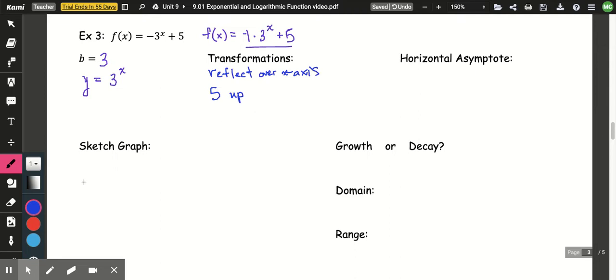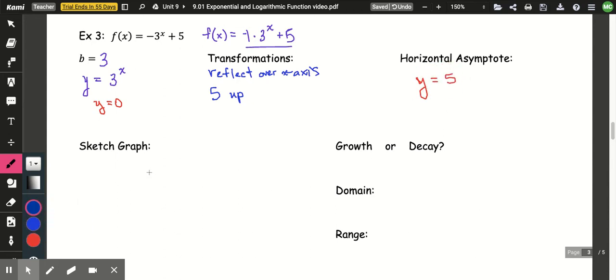All right, so now for the horizontal asymptote. In the parent function, your horizontal asymptote is at y equals 0. And the horizontal asymptote would be changed based on vertical shift transformations. So since this one is shifted up 5, that means my horizontal asymptote is actually going to be at y equals 5.